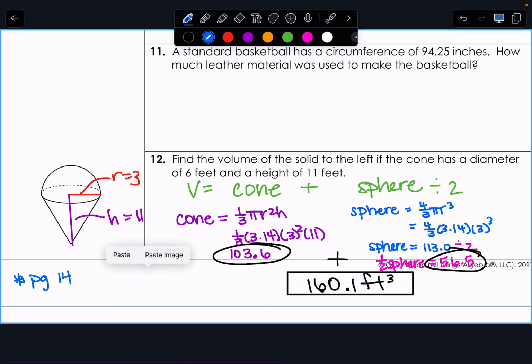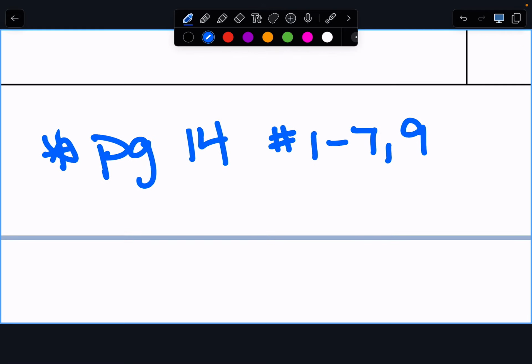On page 14, you're going to do 8 problems. You're going to do numbers 1 through 7 and number 9.